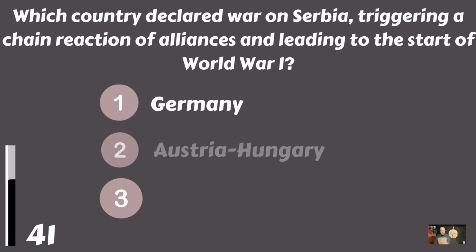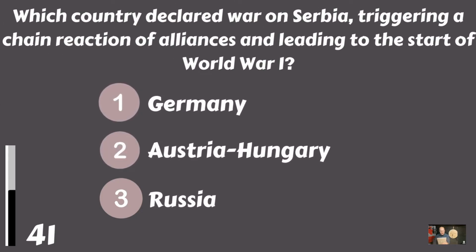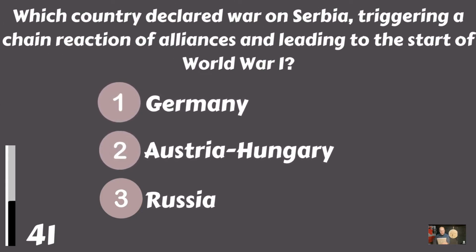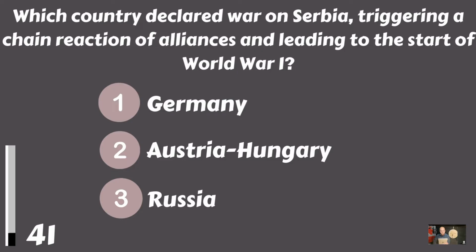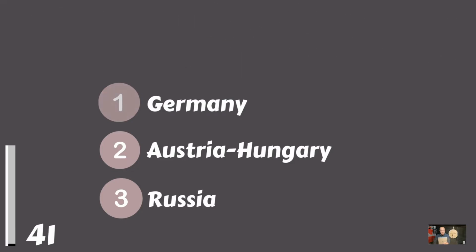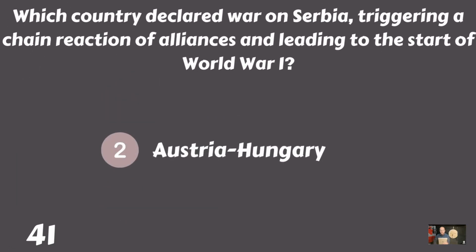Which country declared war on Serbia, triggering a chain reaction of alliances and leading to the start of World War I? Germany, Austria-Hungary, or was it Russia? And that would be Austria-Hungary.